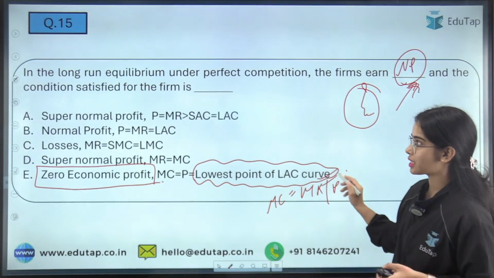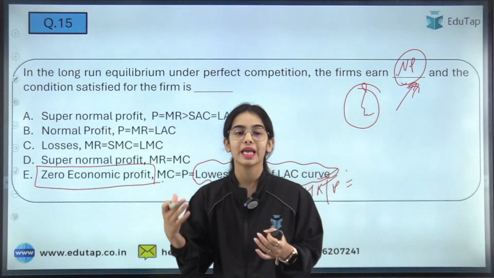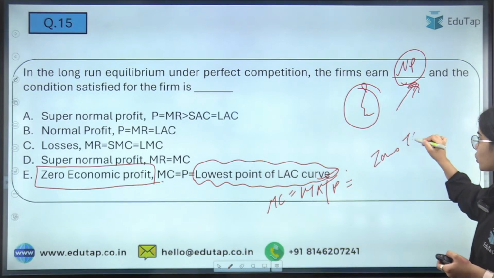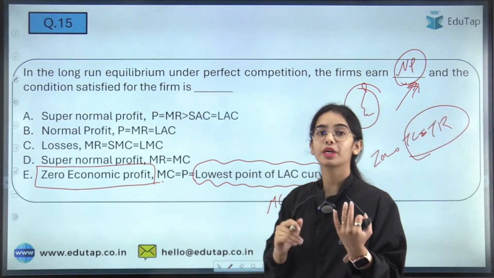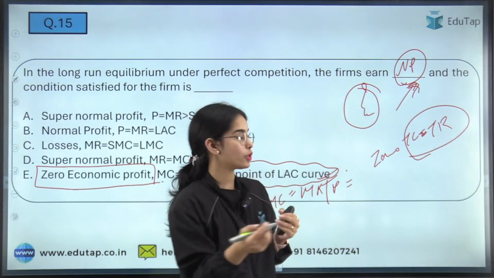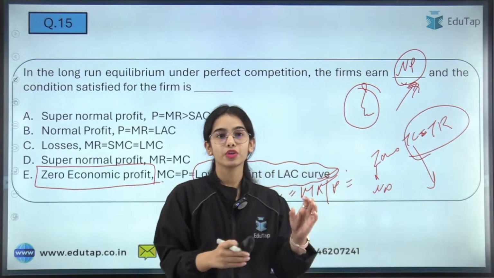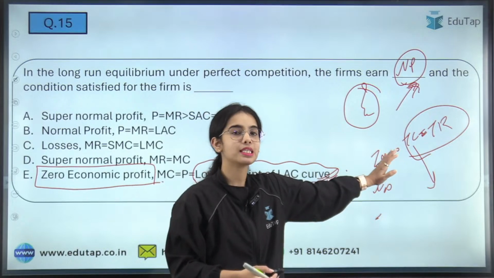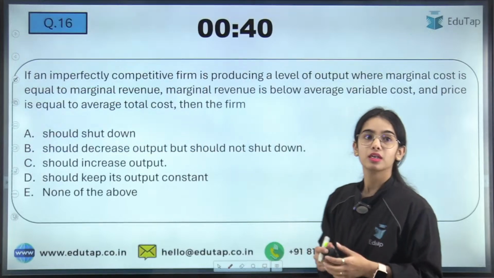So CE is the right answer, because in the long run you have normal profits, that means zero economic profits, and your MC is equal to P. Zero economic profits means that the total cost is equal to total revenue. You are having normal profits because in the total cost you have included your minimum profits. So zero economic profits and normal profits are the same thing.